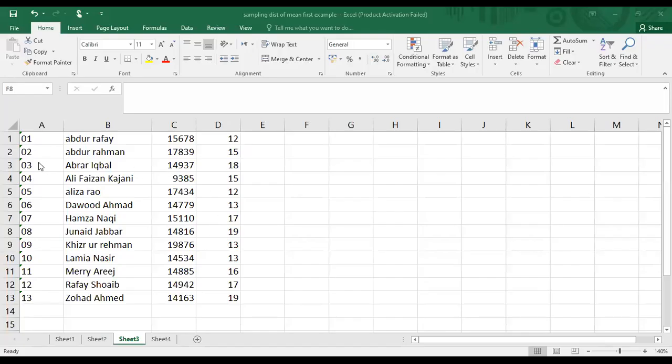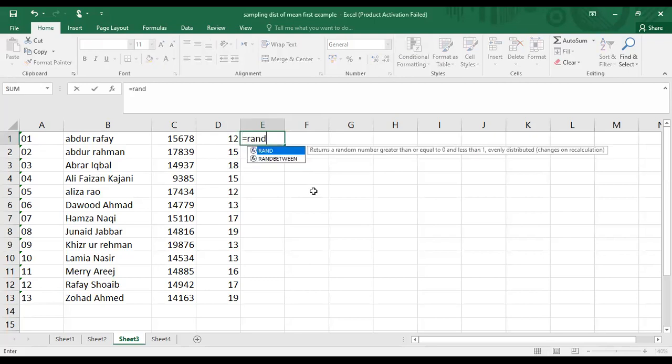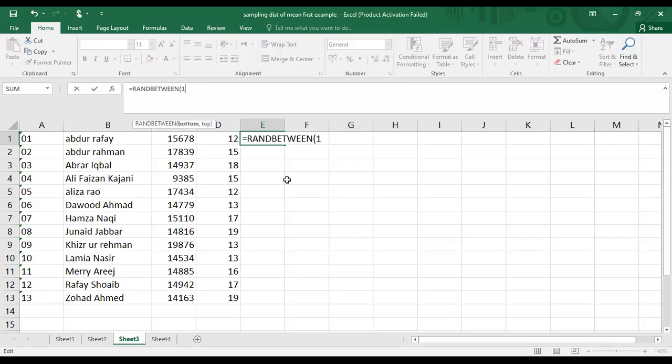Now the data set is pasted into the Excel. We have to draw a random sample of 5. So I'm using random numbers by using the function RANDBETWEEN. In RANDBETWEEN, we have to specify the lower number and the upper number. Lower number is 1 and upper number is 13. So between 1 and 13, we have to draw random numbers.